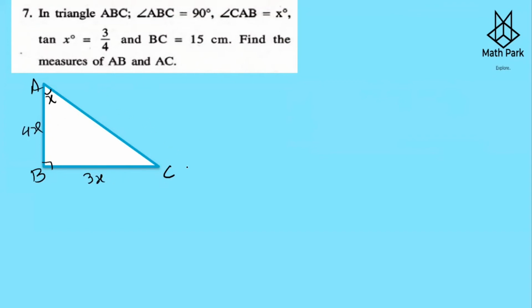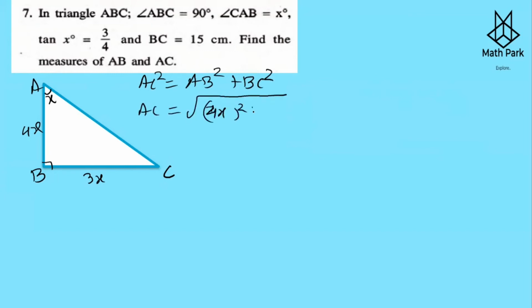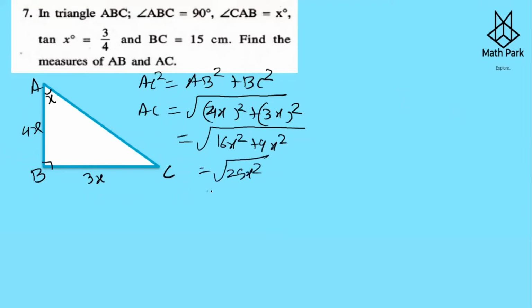So first thing, by Pythagoras theorem, you will have AC square is equal to AB square plus BC square. So AC is equal to square root of this, which is 4x the whole square plus 3x the whole square. We know it is going to get 5. So it is 16x square plus 9x square. That is 25x square, and which is 5x. So we got this as 5x.